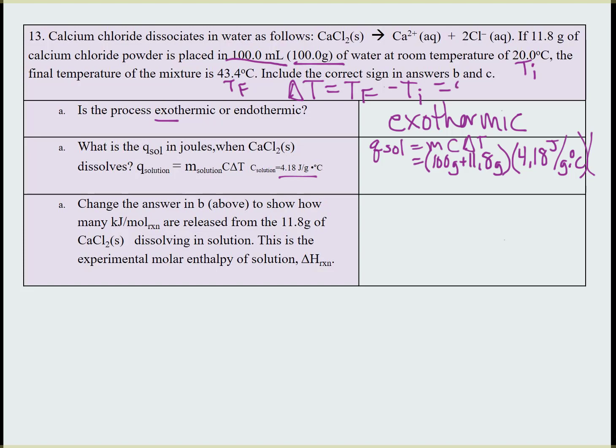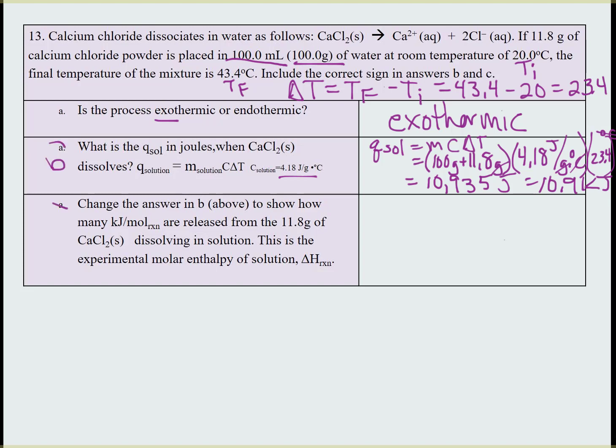So the final is 43 minus 20, and we get 23.4. So our units cancel, and we're left with joules. And when I do the math, I should get 10,935 joules. And this is the same thing in kilojoules if you divide by 1,000, as 10.9. All right, let's go on to the next problem.